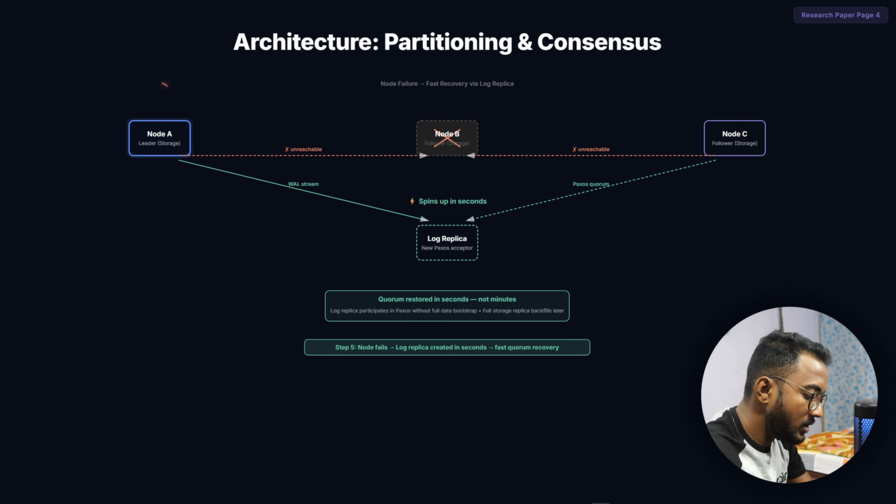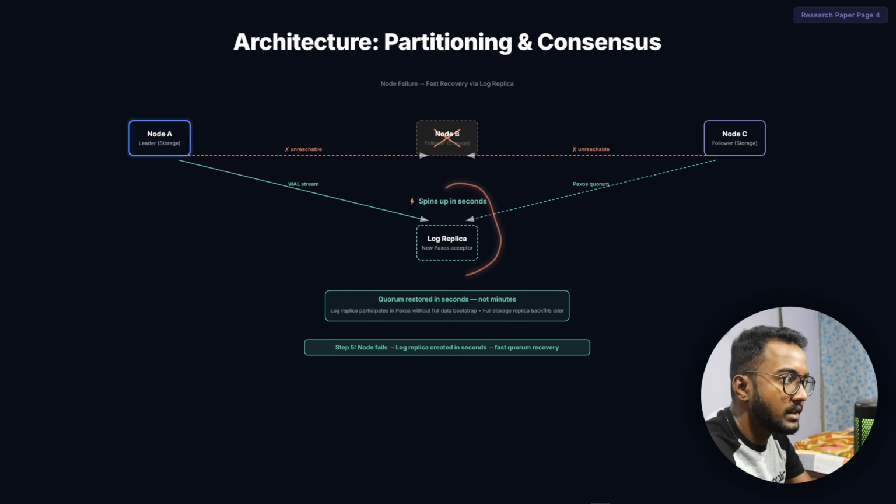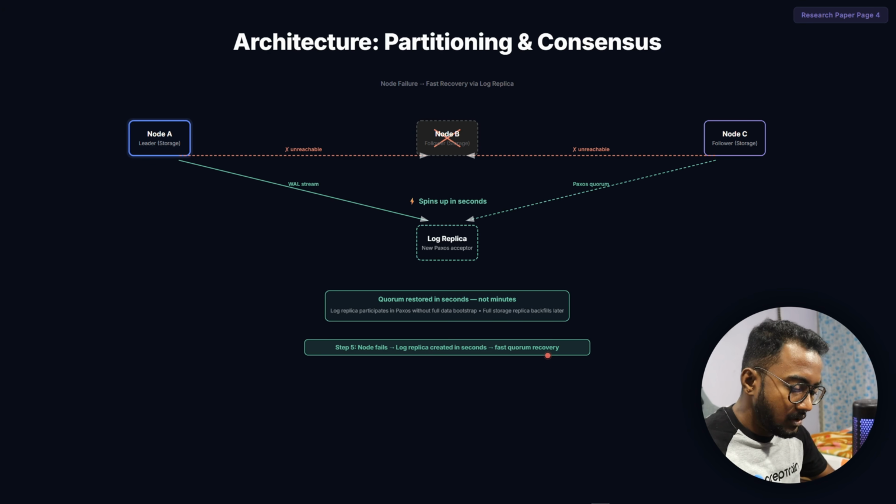So what the leader can do is spin up a log replica, which will not serve reads but will participate in consensus. So basically the writes can continue while the slower heal of a storage replica happens in the background. So fast quorum recovery is why the log replicas exist.